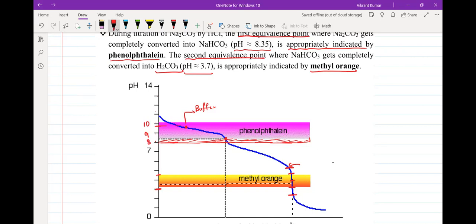Okay. So what we are saying is, at the time methyl orange changed color, the complete Na2CO3 has got converted into H2CO3. That means it has captured 2H+, and that's why its N factor is 2. Okay. It was not phase wise, it was the complete reaction.